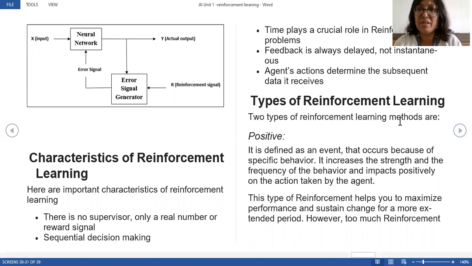Types of reinforcement learning: positive reinforcement learning and negative reinforcement learning. Positive reinforcement learning is defined as an event that occurs because of specific behavior. It increases the strength and the frequency of the behavior and impacts positively on the action taken by the agent. This type of reinforcement helps you to maximize performance and sustain changes for a more extended period.